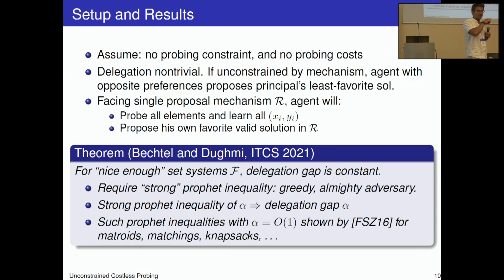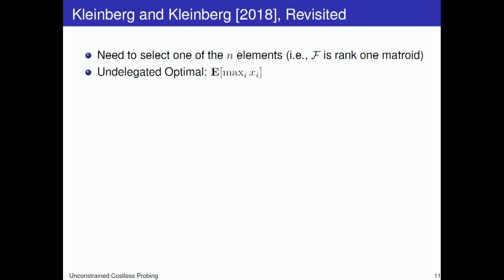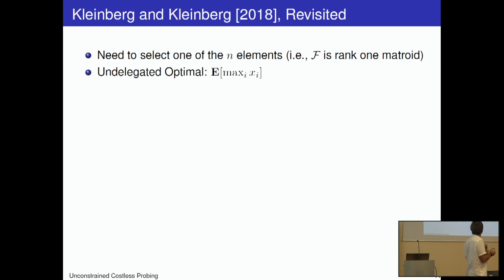Any questions on the statement of the result here? I'm going to give you an idea of why this is true. To see why this might be true, I'm going to revisit the result of Kleinberg and Kleinberg for the special case where you want to select one out of n elements.